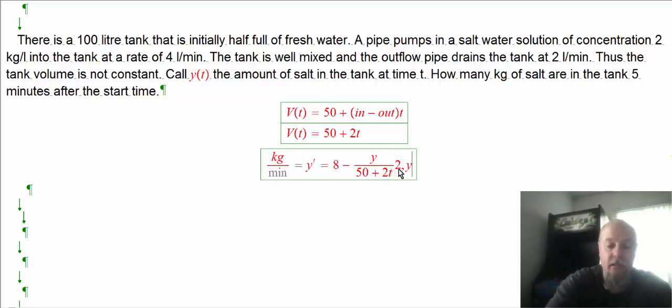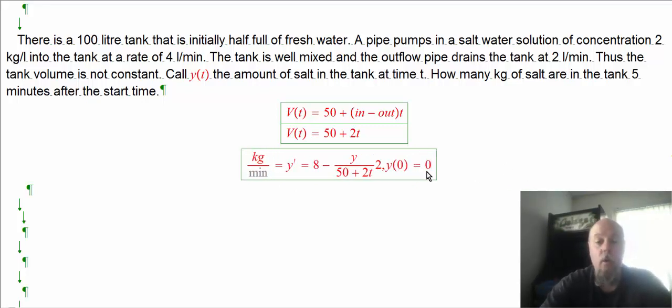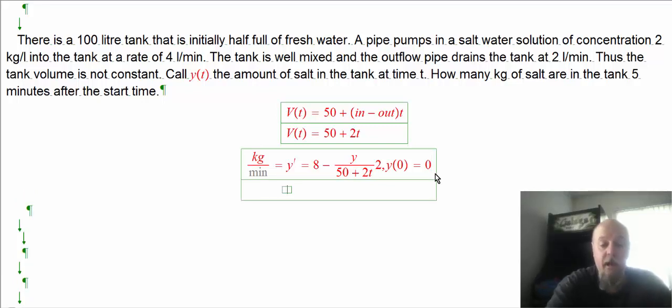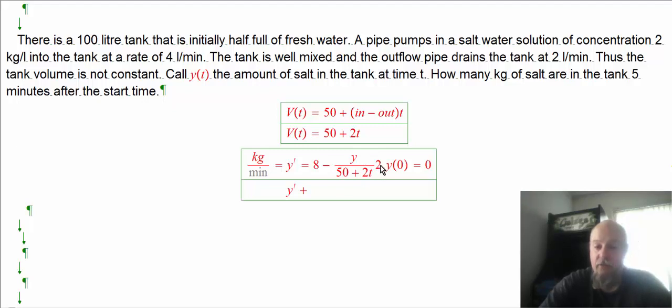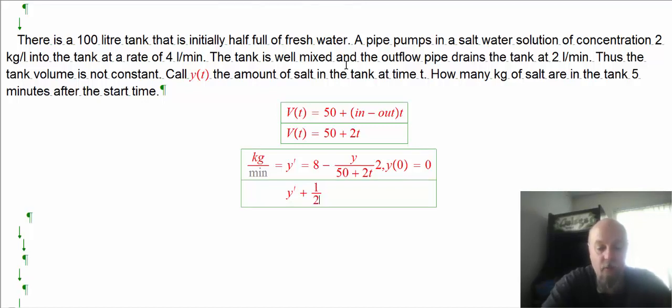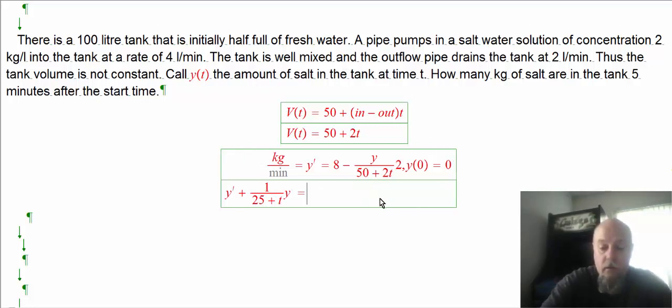And again, initially, because they said it was fresh water, y naught is equal to 0. It doesn't always have to be fresh water, but in this case it is. Let's clean that up. I get y prime plus, okay, I'm going to move this piece over to the other side, but I'm going to cancel this 2 off before I move it over. So I'm going to make this 25 plus t times y equals 8, and I'll still have my initial condition here.